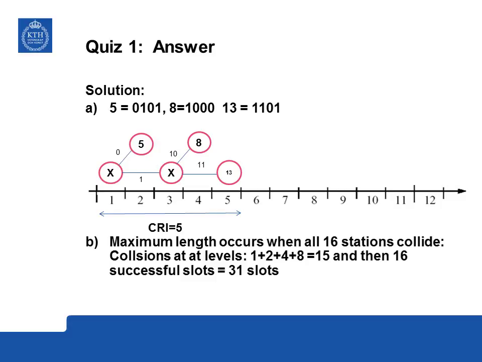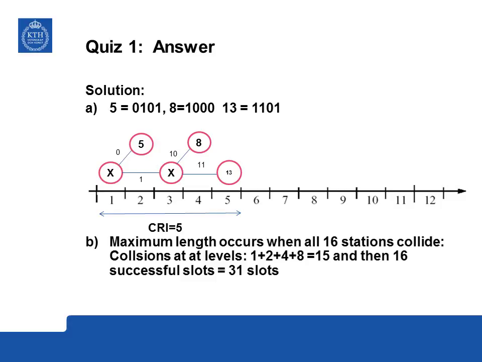And then we see that 1, 0 is the number for station number 8, and 1, 1 is the beginning leading digits of station number 13. So we have successful transmissions. So the whole interval has 5 slots. So the collision resolution interval to resolve these 3 station conflict is 5.